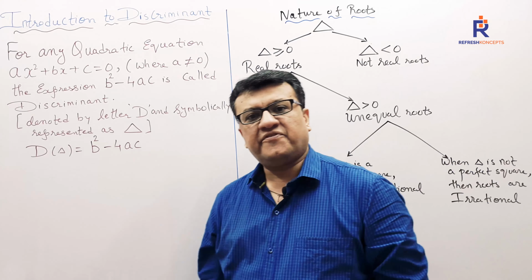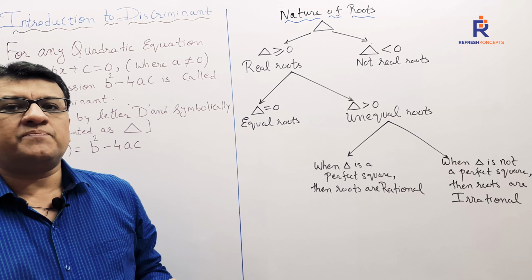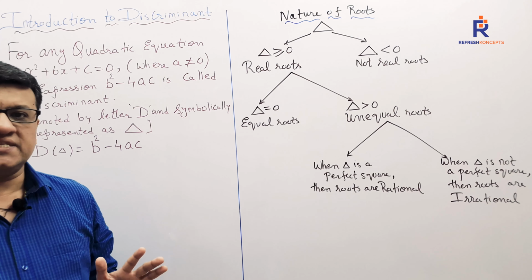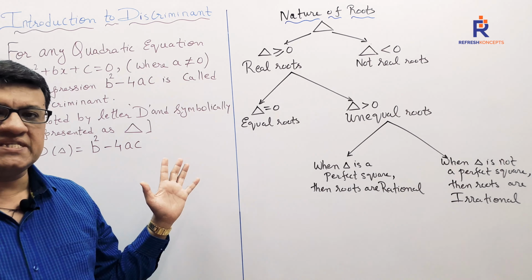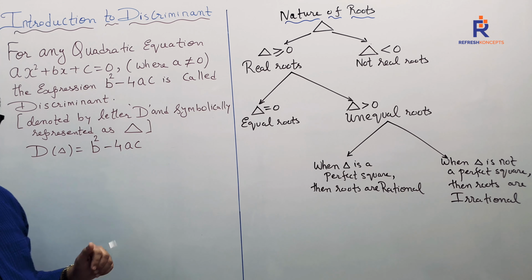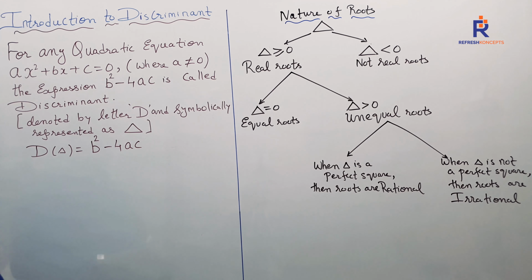Once again, let's refresh. For any quadratic equation, ax square plus bx plus c equals to 0, what is discriminant? The value of b square minus 4ac. If you get the value of b square minus 4ac, then it is termed as discriminant delta D. Let's take a very small example to make you understand how we get the value of discriminant.